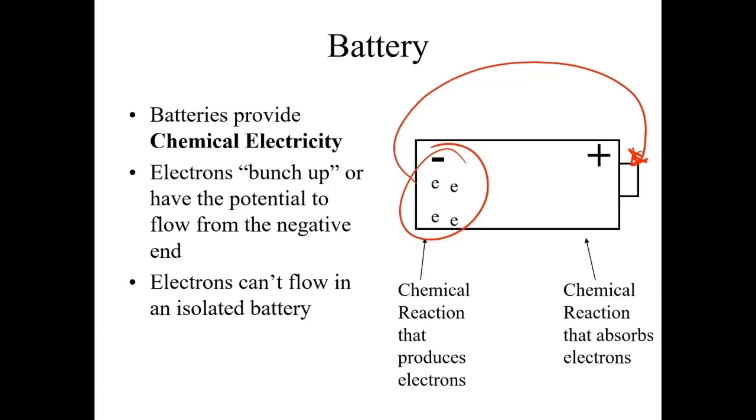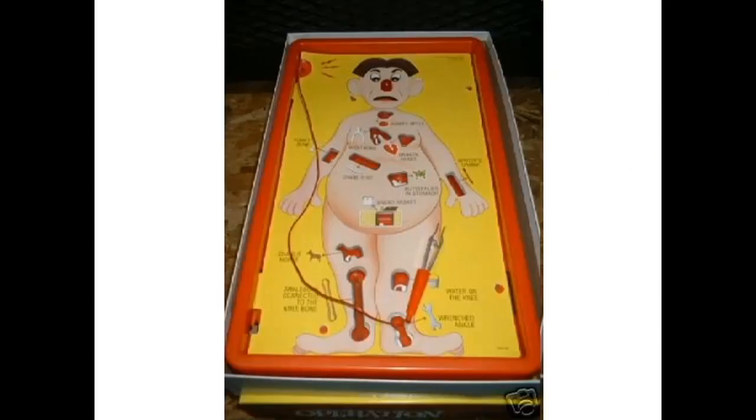Now electrons don't flow in an isolated battery. If you have a battery sitting around in a drawer, the electrons are not moving. There's no real chemical reaction going on. You might say, yeah, but sometimes batteries get old and you have to throw them away. That's because of chemistry. That has nothing really to do with the physics and the electricity. The electrons haven't moved anywhere. It's just that the chemical reactions kind of aged themselves out.